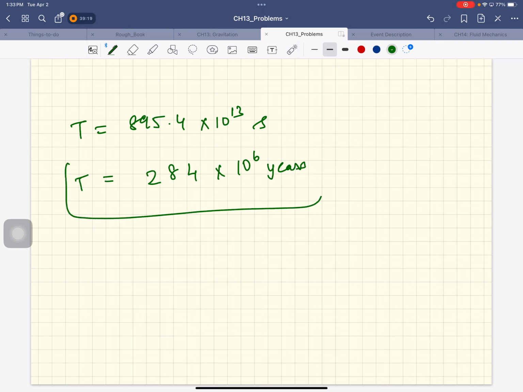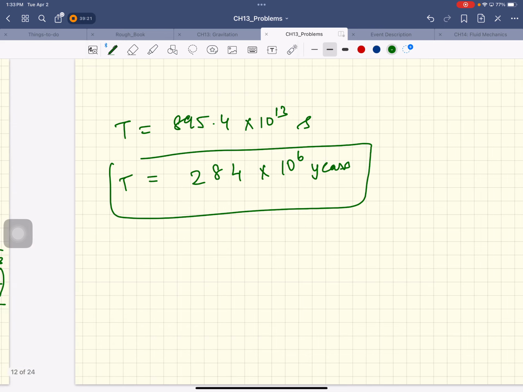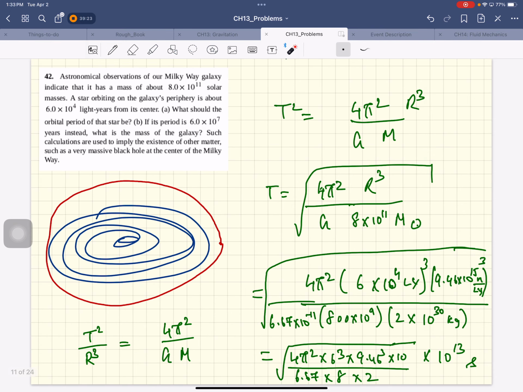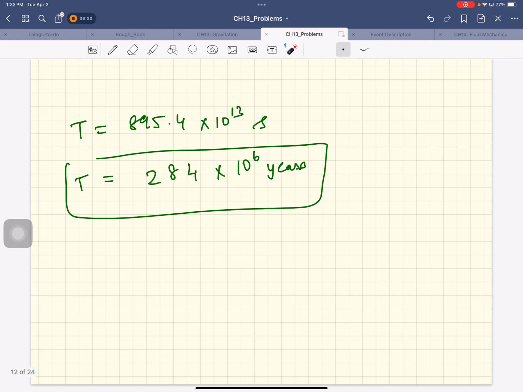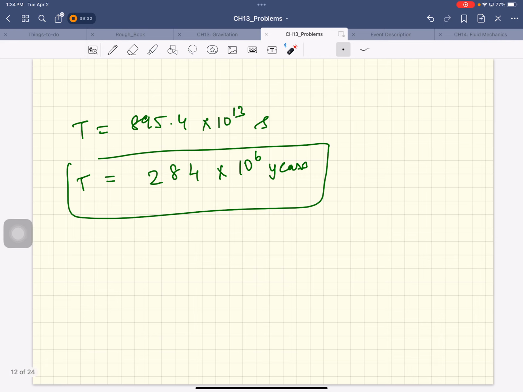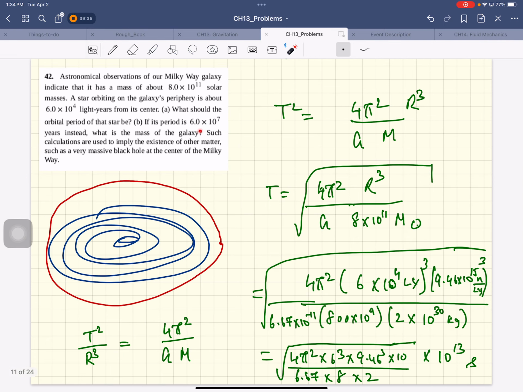So the period, I got 284 million years. What should be the orbital period of the star? I got that much, 284 million years. Instead, the period is 60 million years. If the period is much smaller, the mass is much greater. Did you guys understand that? And so that's the kind of stuff that's evidence for dark matter.